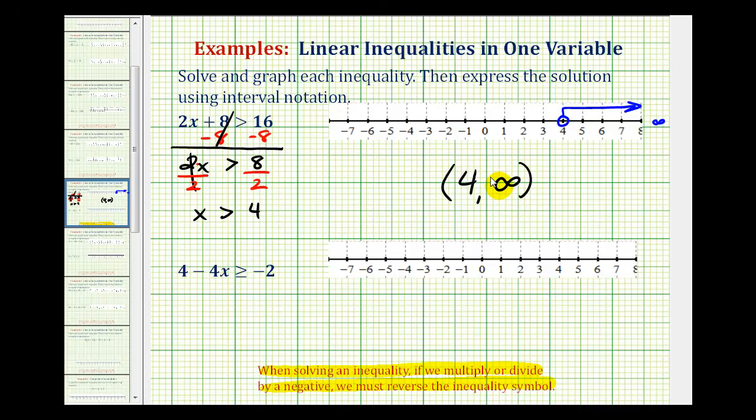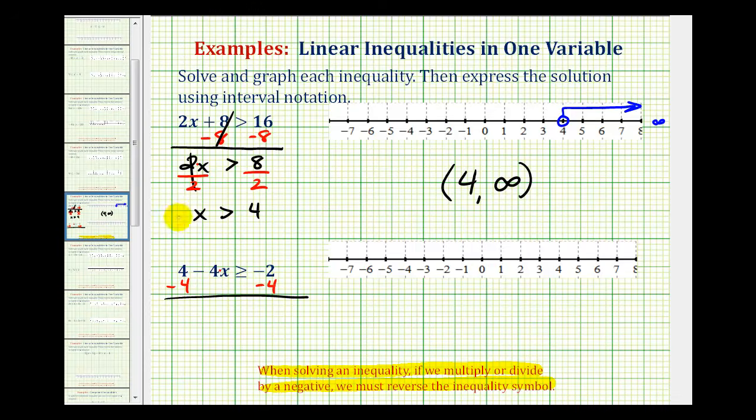Let's take a look at a second example. Again, our goal is to isolate x on the left side of the inequality. Remember, these are connected by multiplication here. So we first want to undo this positive 4. Well, to undo positive 4, we can subtract 4 on both sides of the inequality. 4 minus 4 is 0, that's why we did that.